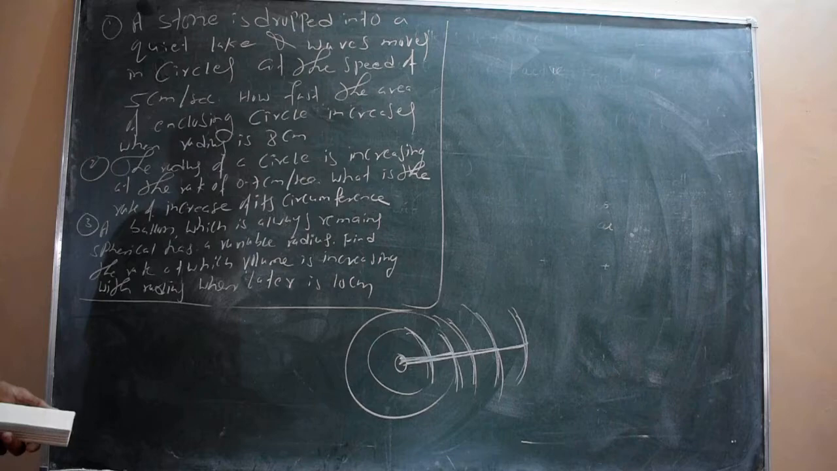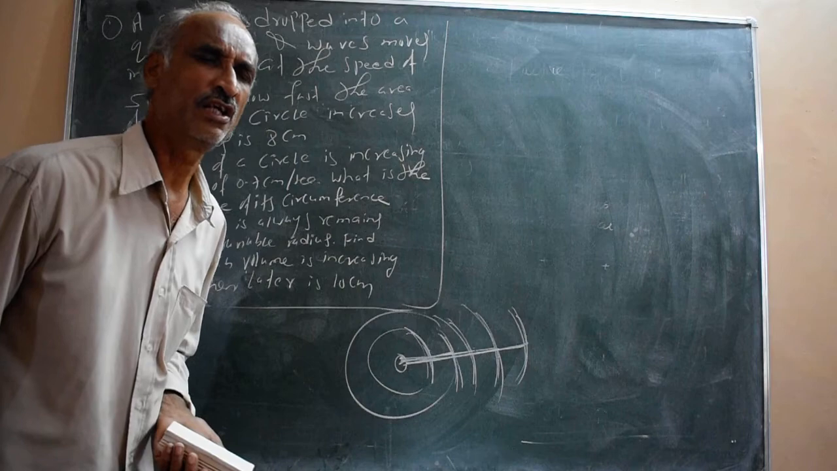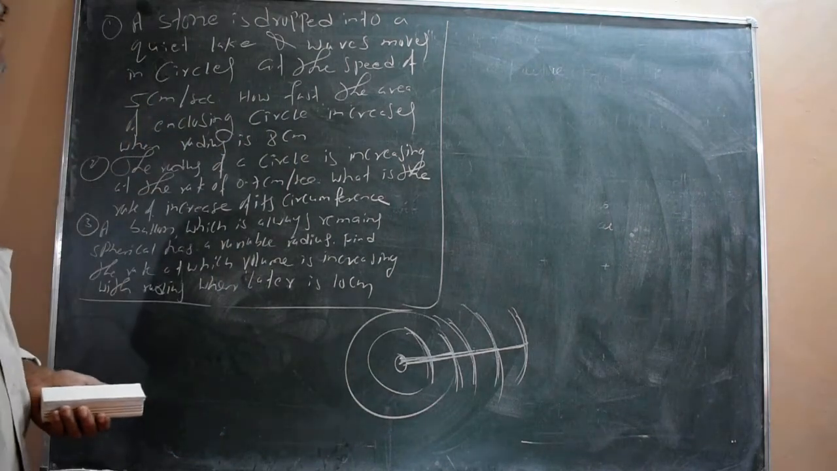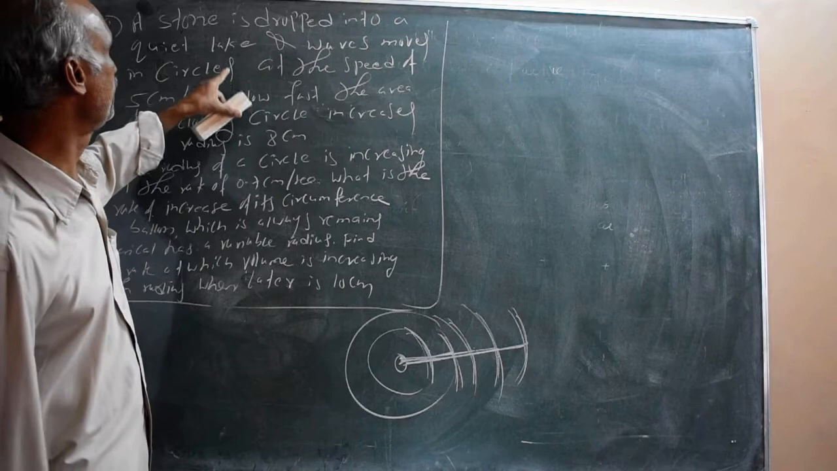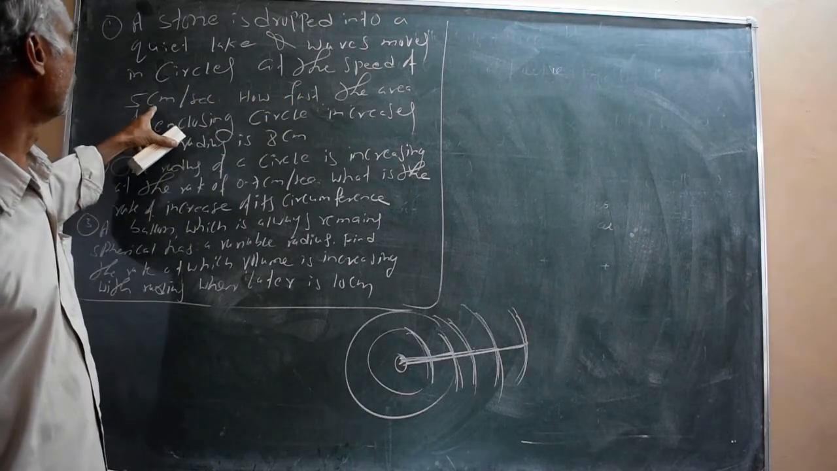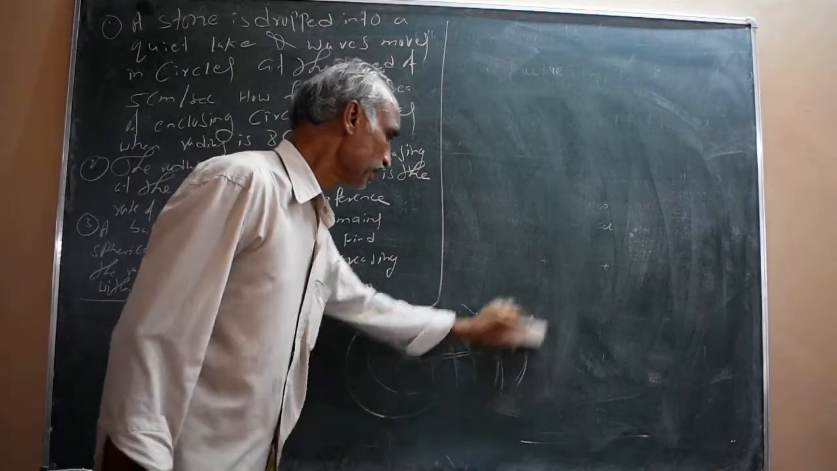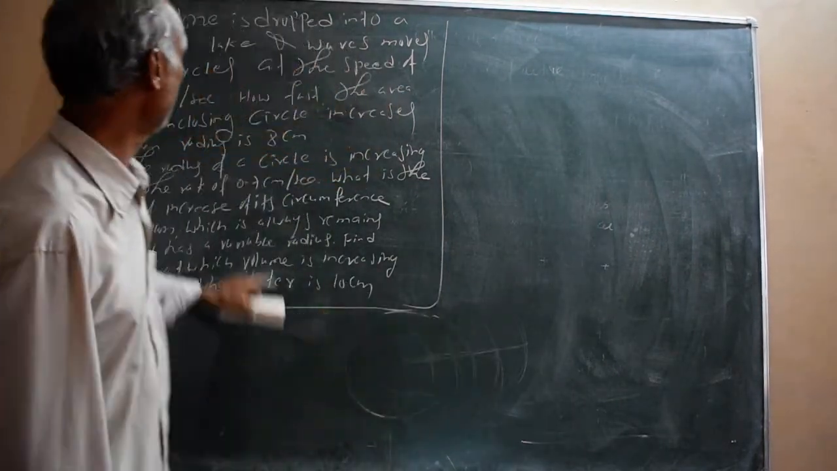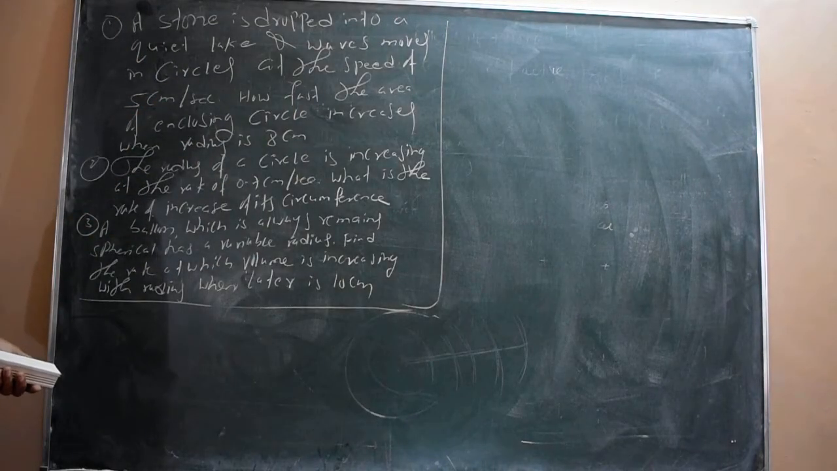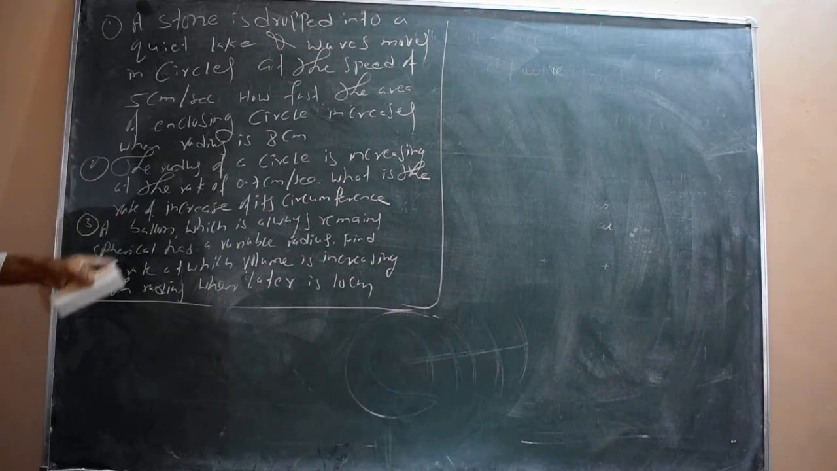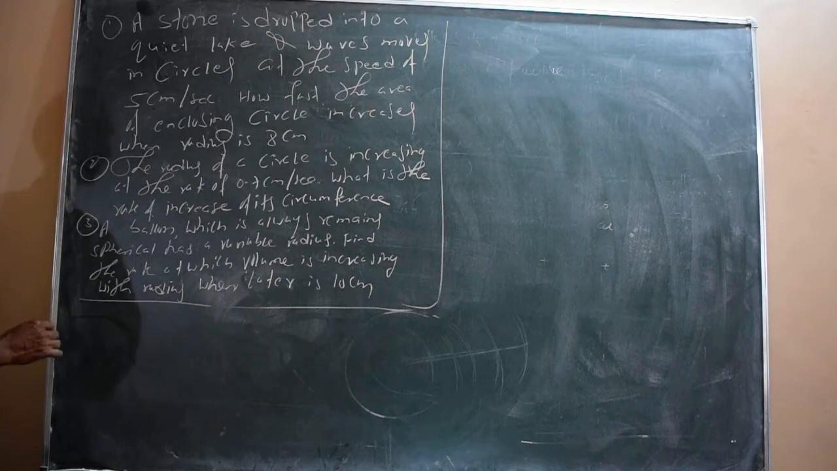How fast the area of the enclosing circle increases means we have to work out the increase in area, dA by dt, when the radius is 8 centimeter. Look here, the given quantity 5 centimeter per second is with respect to time. A simple problem. Okay, given that, write down the problem first.